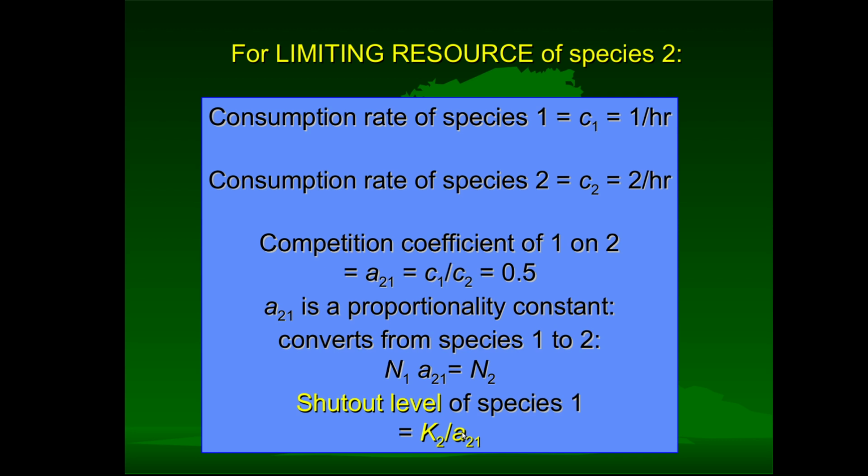So A21 is just a conversion factor. Equivalently, if we have K2 individuals, then we divide by A21 to get the number of species 1 individuals that consume the same amount of species 2's limiting resource that K2 individuals do. That, by definition, is the shutout level of species 1. That number of individuals consumes the same amount of species 2's resource as K2 individuals of species 2. So the shutout level of species 1 is always K2 divided by A21.